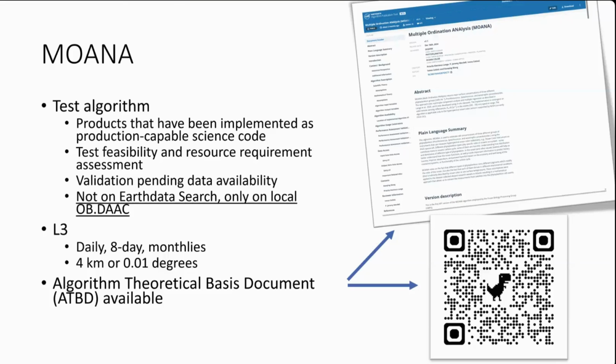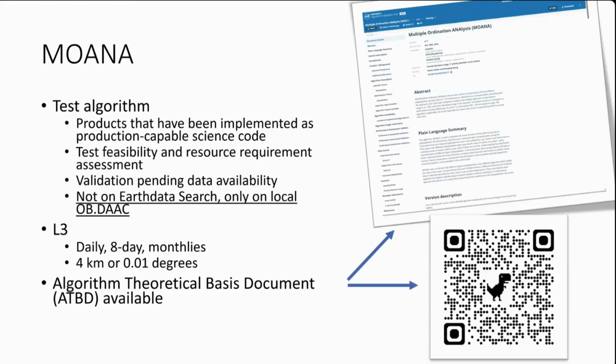MOANA, as probably all the other phytoplankton products, is going to live at level 3. So we're not going to be making level 2 products from MOANA. And we're going to be producing it in daily, 8-day, and monthly composites, at 4 kilometer and 0.01 degrees spatial resolution, as with all of our L3 products.